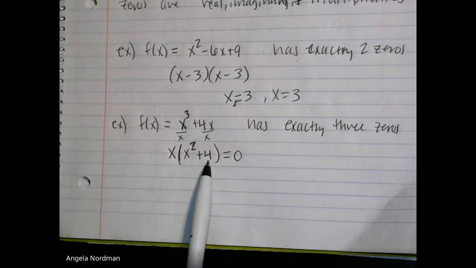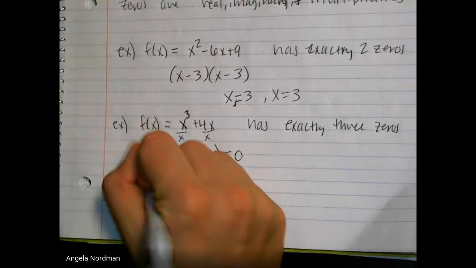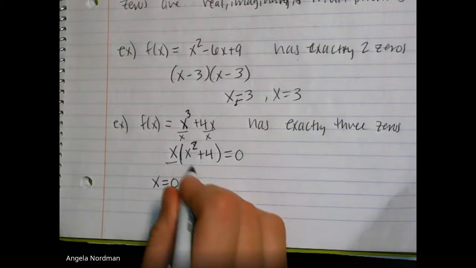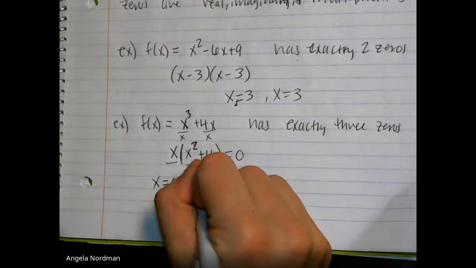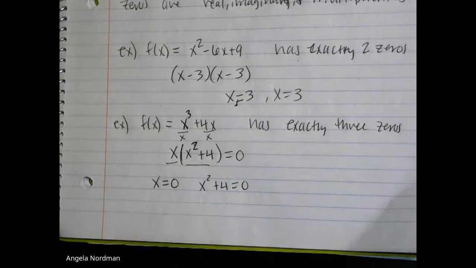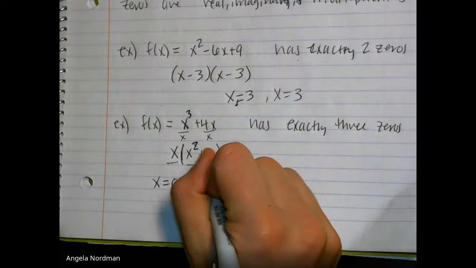Since I can't find two numbers that multiply to positive 4 but add to 0, that tells me this function is not factorable. So instead, I set each of these parts, the first part and the second part, equal to 0 separately. From here, I just try to solve for x.